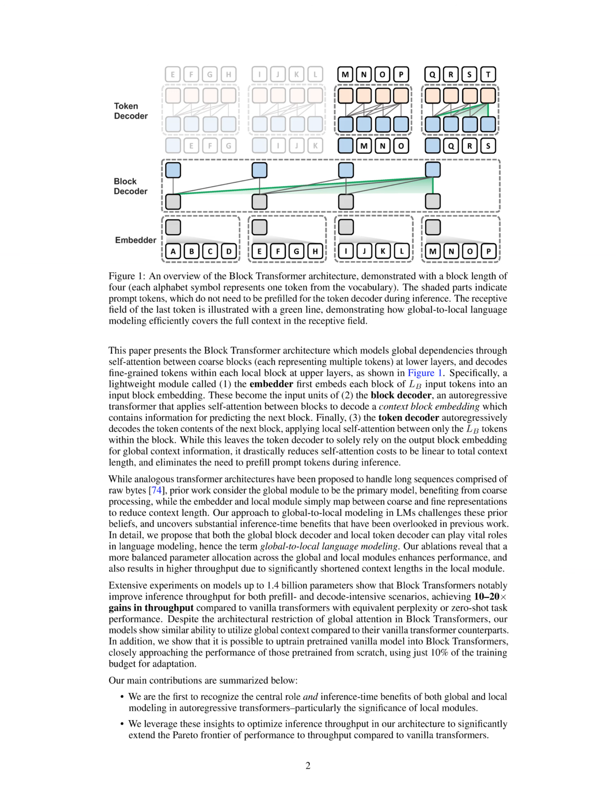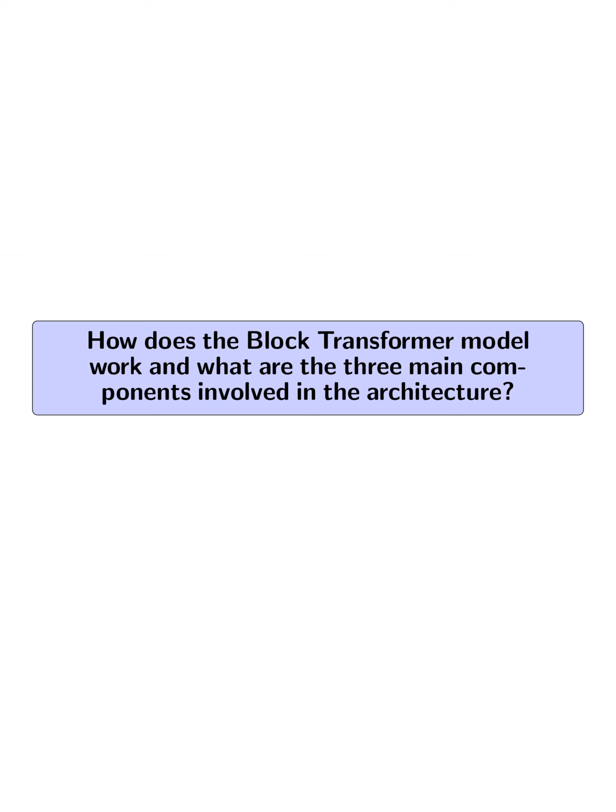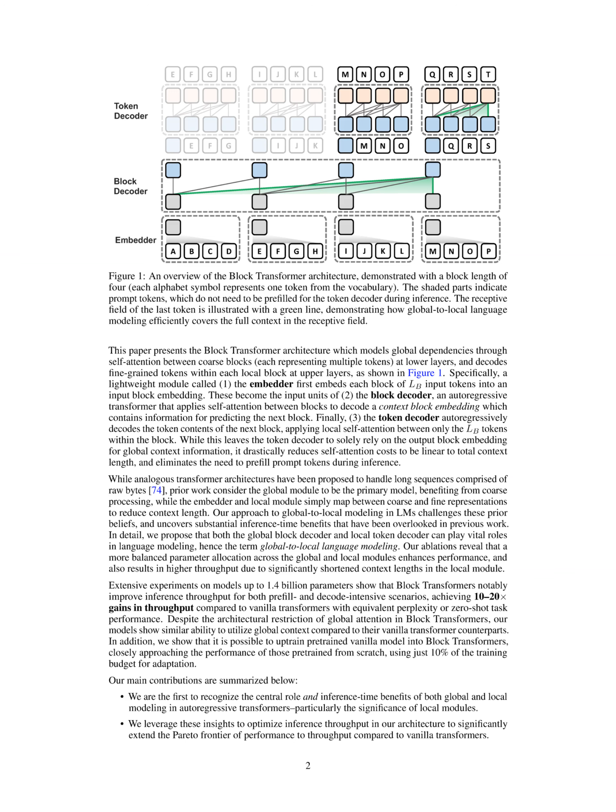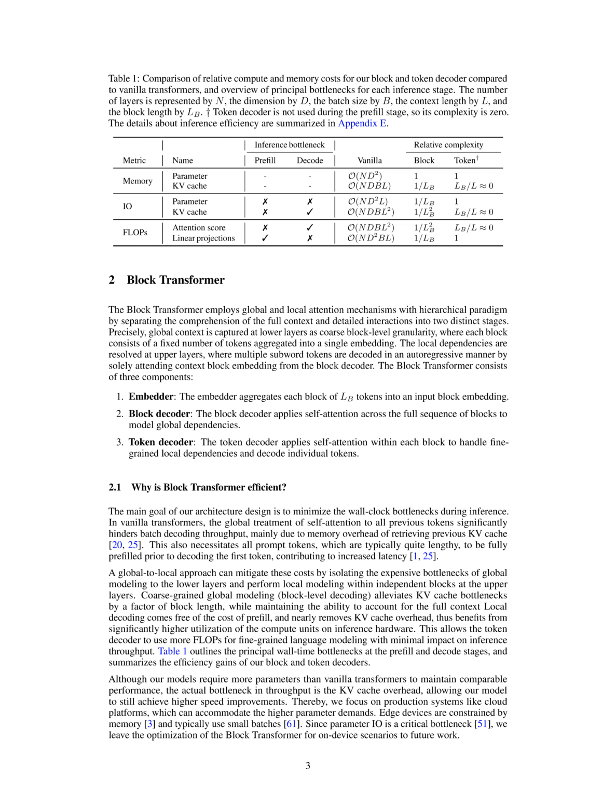How does the block transformer model work, and what are the three main components involved in the architecture? The block transformer model works by employing a global-to-local approach to optimize inference throughput. It separates the comprehension of full context and detailed interactions into two stages. Global context is captured at lower layers in coarse block-level granularity, while local dependencies are resolved at upper layers by decoding multiple subword tokens within each block.